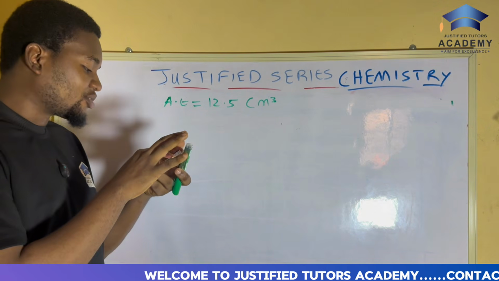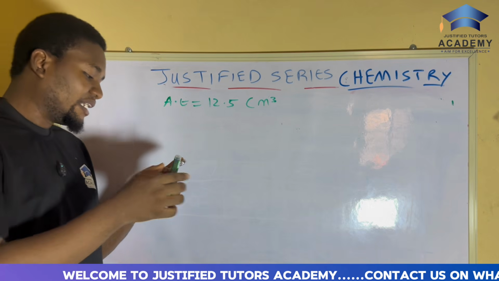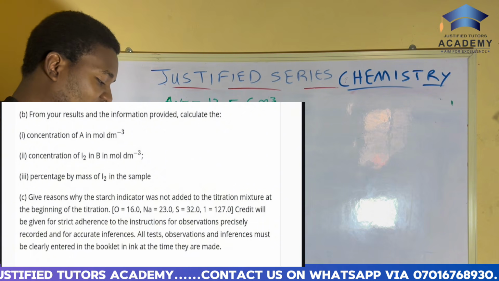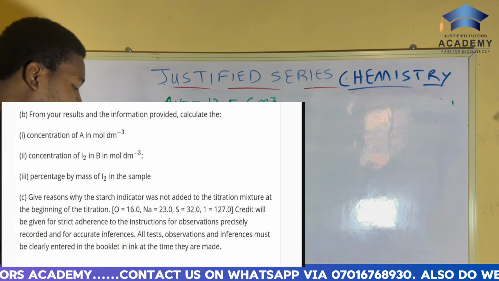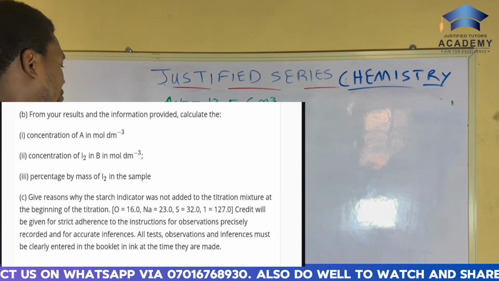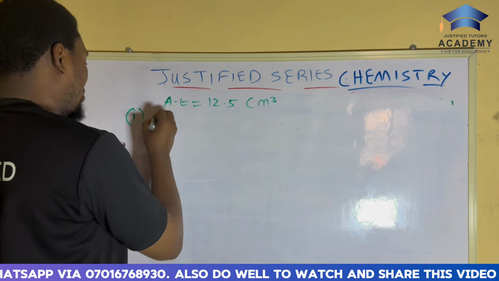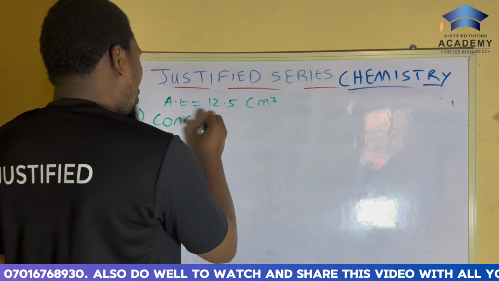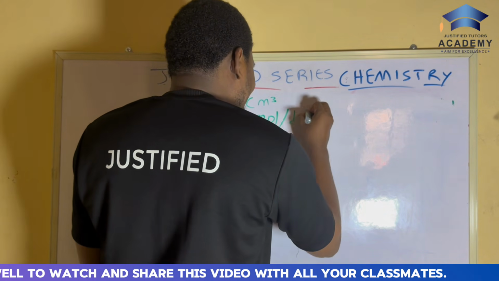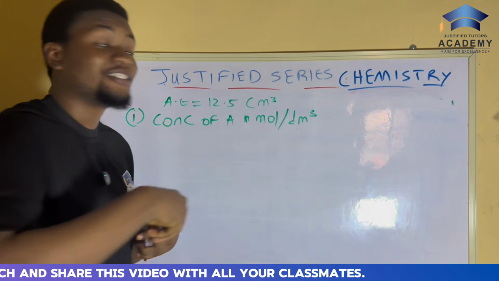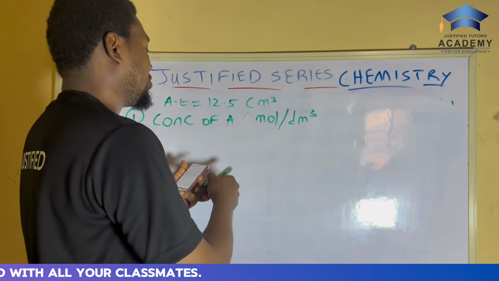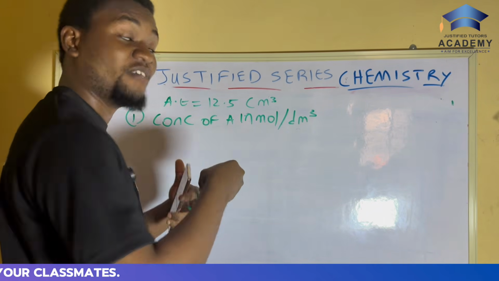Alright, so now if you go back to the question, you will see that there's a place that says, from your results and the information provided, calculate the concentration of A in mole per dm cube. So this is our first question now. This is where the main work starts. This is what your teacher will not teach you, and it will come out in your chemistry practical. I'm very, very sure it will come out.